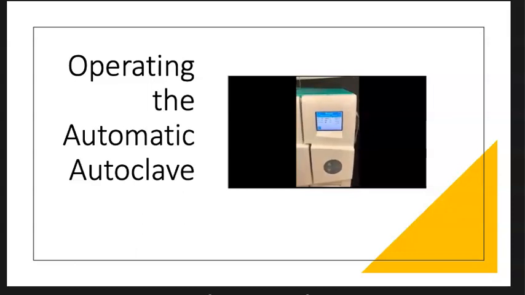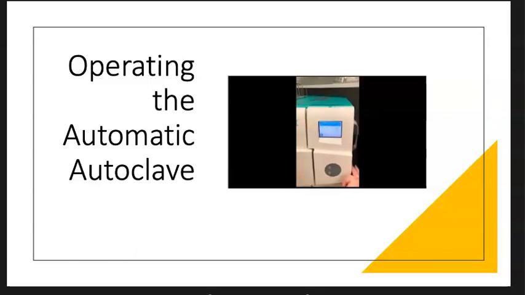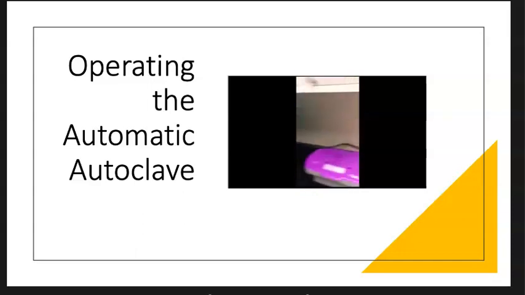If at the end of the cycle, your instruments are not dry, you can run an extra dry cycle. So use your up and down arrow keys to find your extra dry cycle. And there you go. Once you find that, you make sure your door is closed and you press the start key. When you are finished with your autoclave, first thing you're going to do is turn it off. Once it has been turned off, then you unplug.